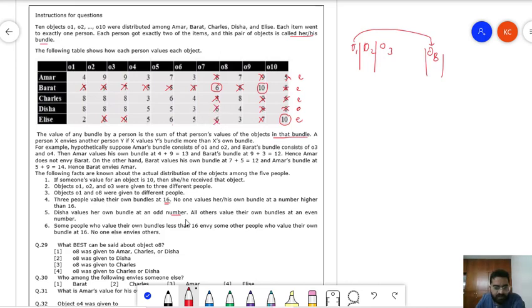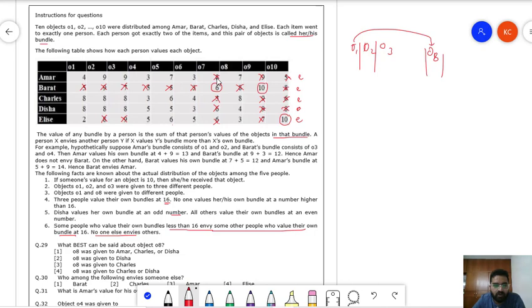Okay, some people who value their own bundle less than 16 envy some other people who value their own bundle at 16. No one else envies others. Now this information is very important. Okay, as again I know the solution, that's the reason I can tell you.